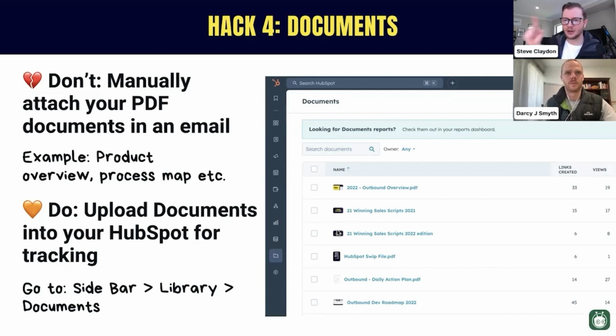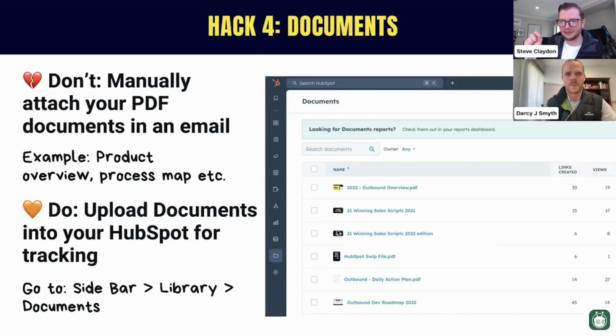You can click documents and insert, say, your company overview or whatever it may be. What it actually creates is a unique link for that particular email. So it's the same document, but it's created a unique link for that document. Why this is really powerful is now you get visibility on how many times that document has been viewed and when the last time it got viewed was.